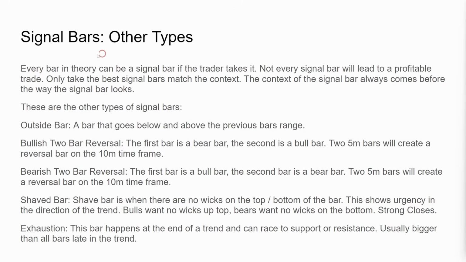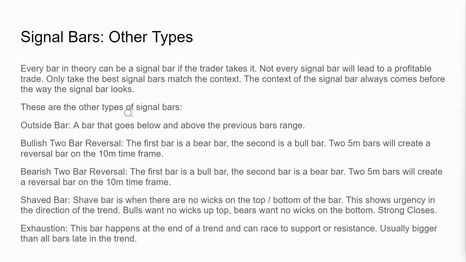Signal bars and other types. Every bar in theory can be a signal bar if the trader takes it. Not every signal bar will lead to a profitable trade. Only take the best signal bars that match the context. The context of the signal bar always comes before the way the signal bar looks. Think back to the previous two slides. The counter trend reversals looked great. They looked like the exact same thing you would take with a with trend trade. However, they were really bad context and you would lose money.